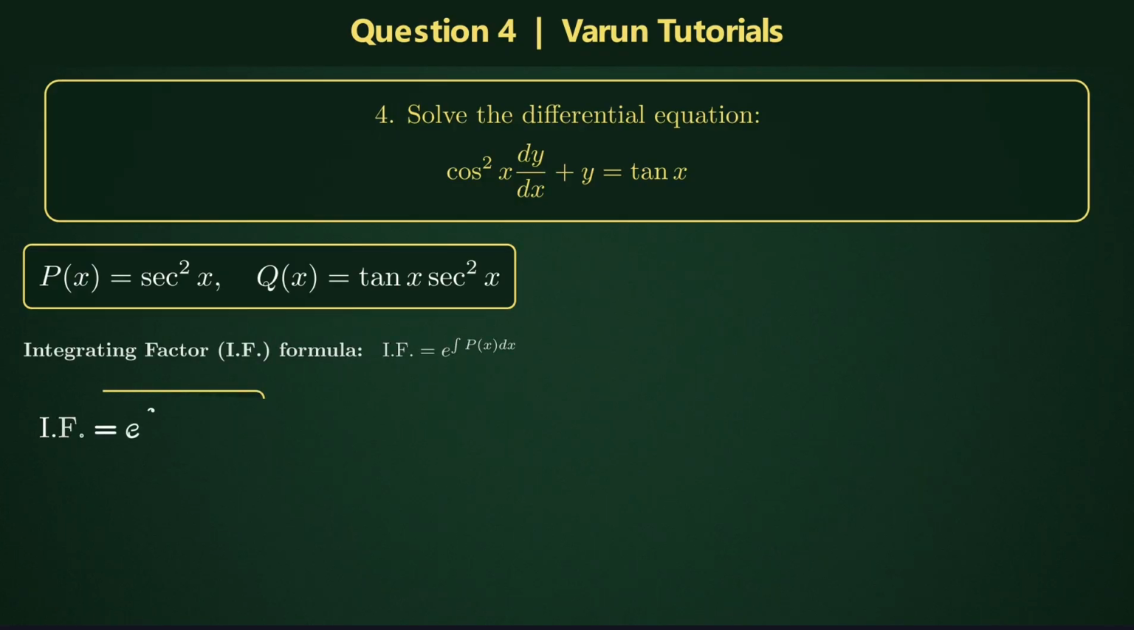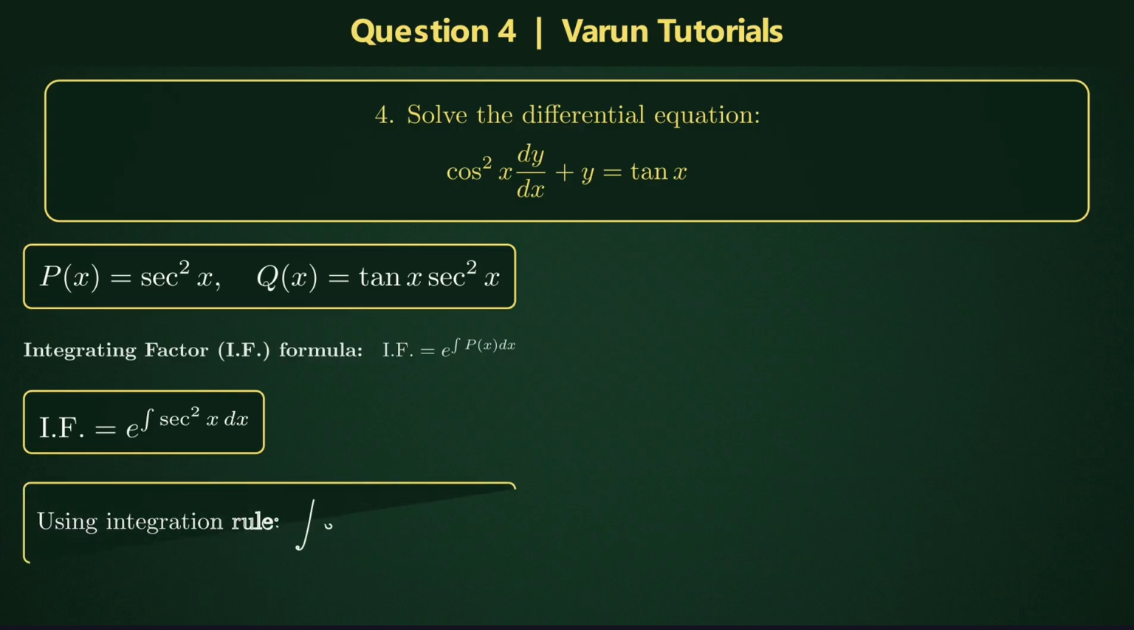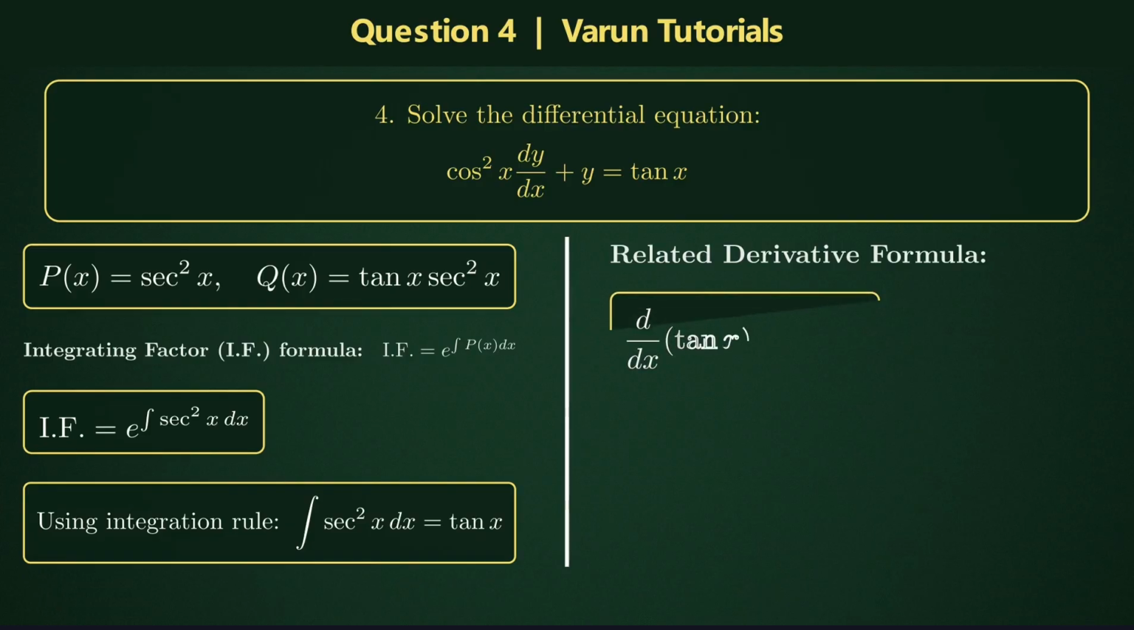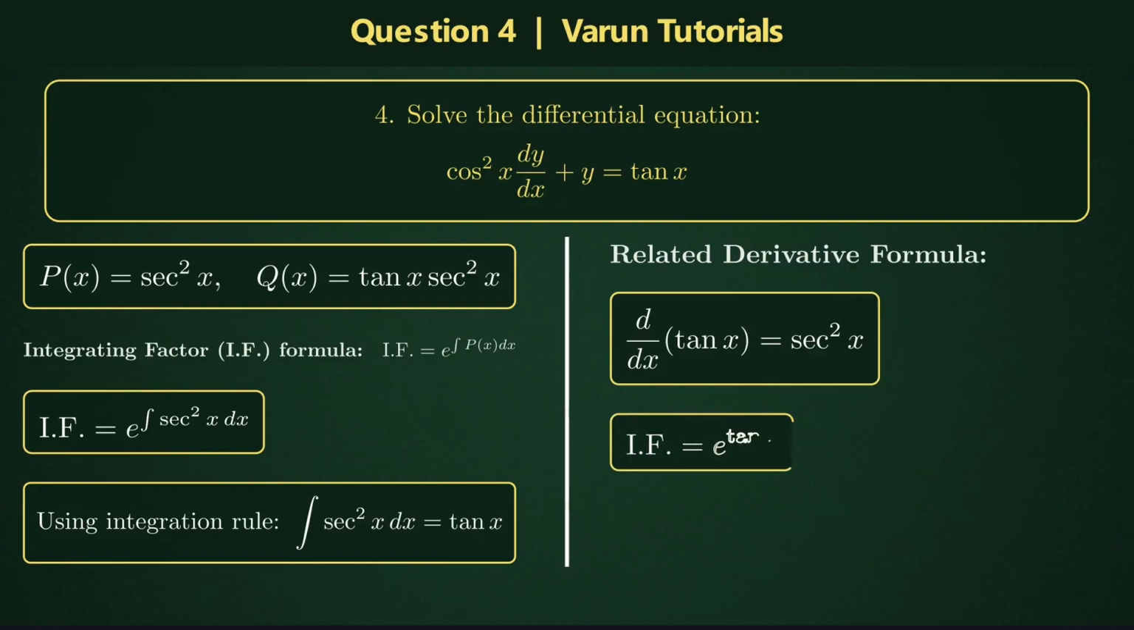Substituting p of x gives e raised to the power of the integral of secant squared of x, dx. Let's recall the standard integration formula where the integral of secant squared of x is tangent of x. Let's also recall the related derivative formula for tangent of x. The derivative of tangent of x is secant squared of x. Evaluating the integral gives the integrating factor as e raised to the power tangent of x.